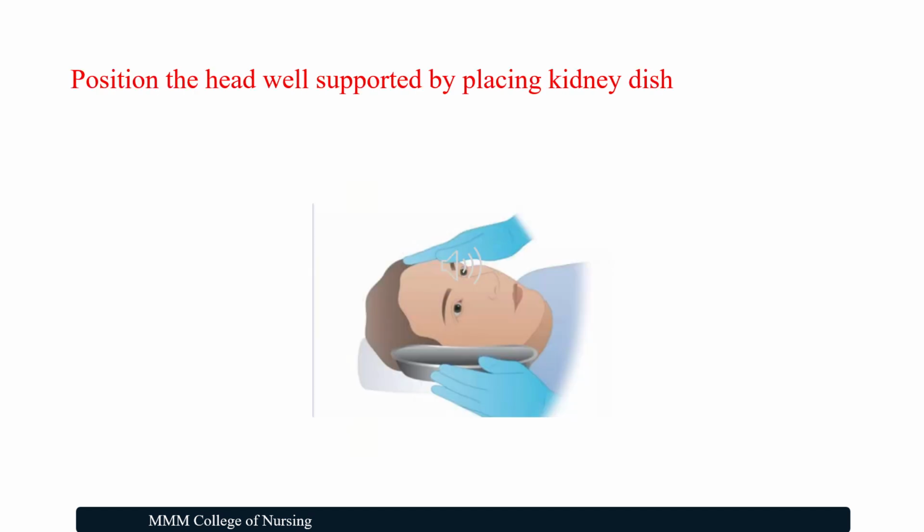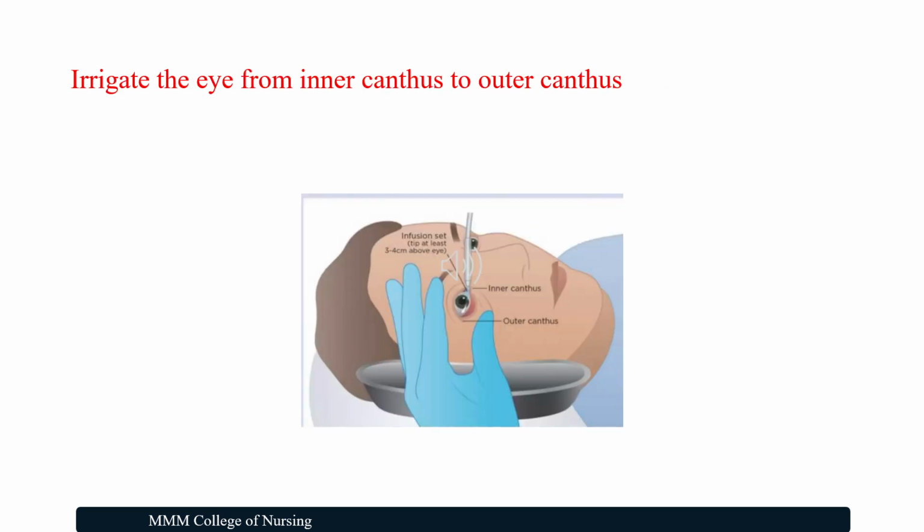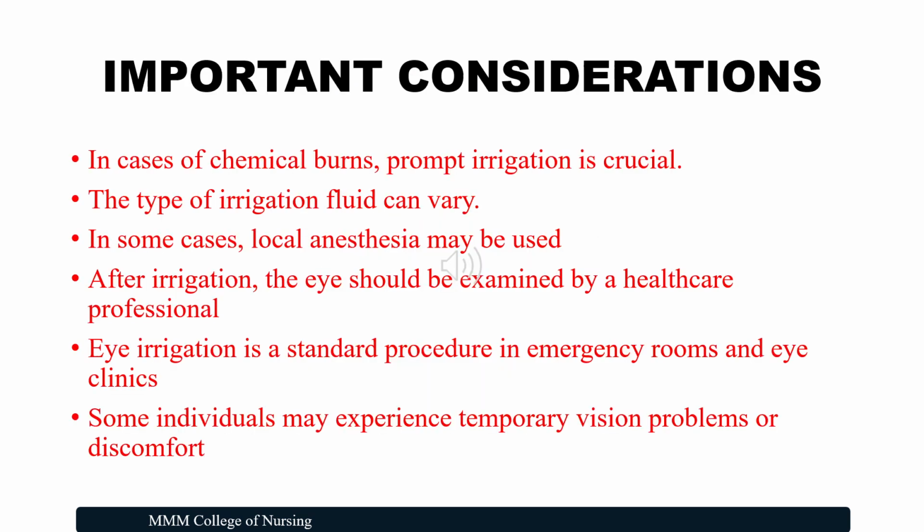This picture represents that you should position the head so that the eye to be irrigated is on the lower side. You can tilt the head to that side and place the kidney tray under it. This picture represents how you irrigate the eye, that is from the inner canthus to the outer canthus. While you are irrigating, if the kidney tray is placed under the affected eye, the irrigated solution can flow down easily into the kidney tray so that your linen or dress does not get spoiled.